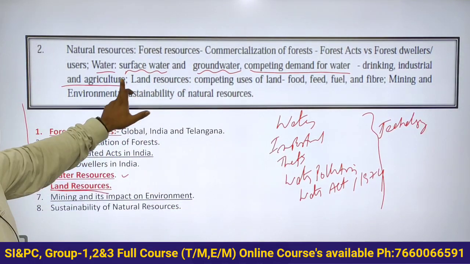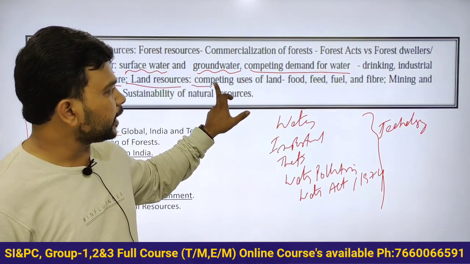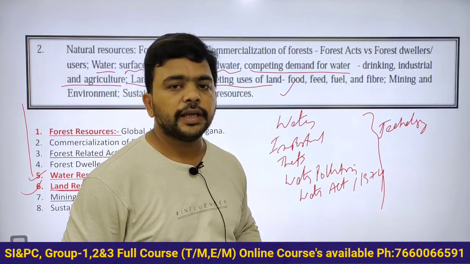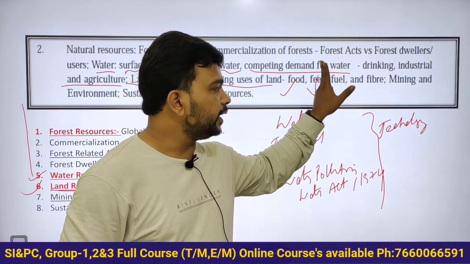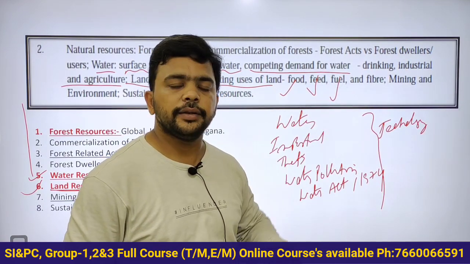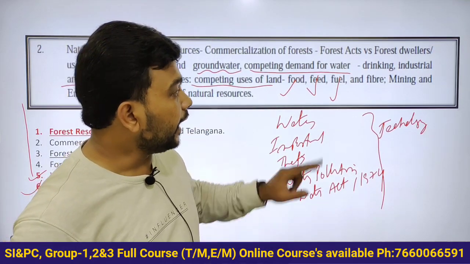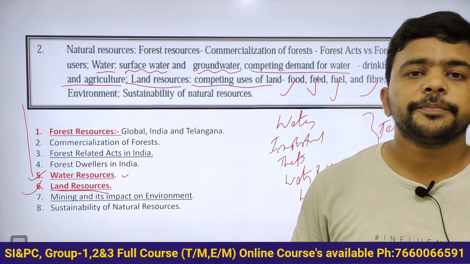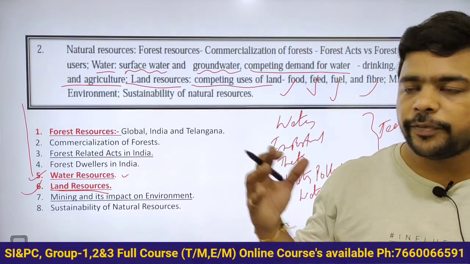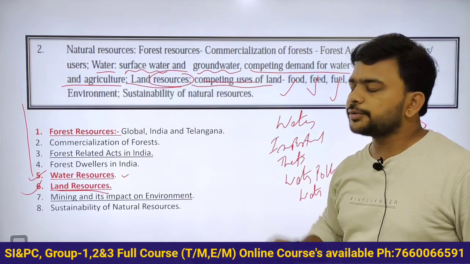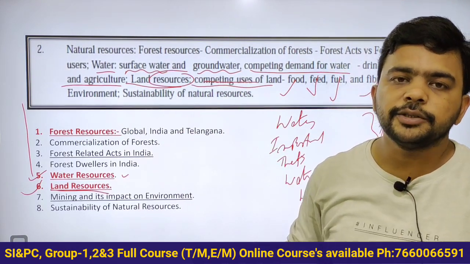What are the different competing uses of land? Land is required for food production. Land is required for feed, that is fodder to the livestock. Land is required for fuel, that is timber and wood. Land is required for extracting fiber, cotton fiber, for example. So different types of land resources and different uses of land, competing uses of land resources.